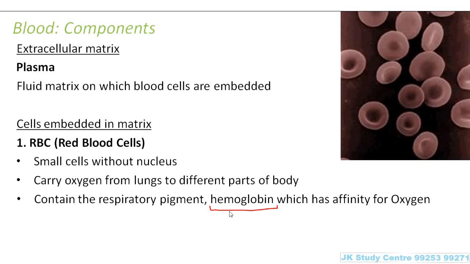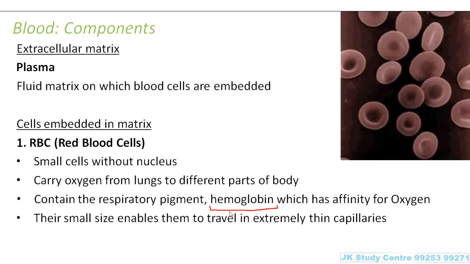Hemoglobin also has a special affinity for oxygen. Affinity means special attraction or special love for oxygen. So hemoglobin will always try to attract oxygen. Even if the oxygen is dissolved in water, hemoglobin will try to extract that oxygen out of it. Because of the presence of hemoglobin, red blood cells will extract oxygen and transport it from lungs to different parts of the body. Also, these red blood cells are very small in size, which again helps them to travel to different and distant parts of the body. Their small size enables them to travel in extremely thin capillaries.